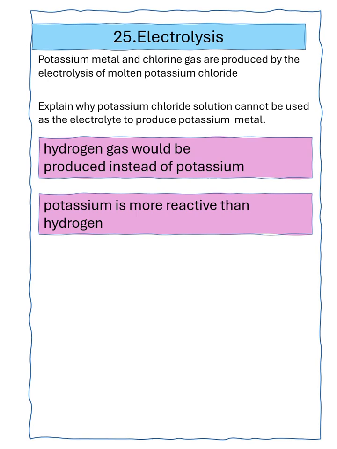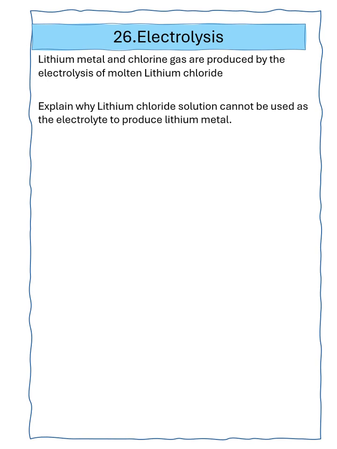Question 26 on electrolysis says lithium metal and chlorine gas are produced by the electrolysis of molten lithium chloride. Explain why lithium chloride solution cannot be used as electrolyte to produce lithium metal. Well, if we've got lithium chloride as a molten version, we've only got 2 ions, which is lithium ions and chloride ions. Therefore, we'll get lithium metal and chlorine gas, as the question states.